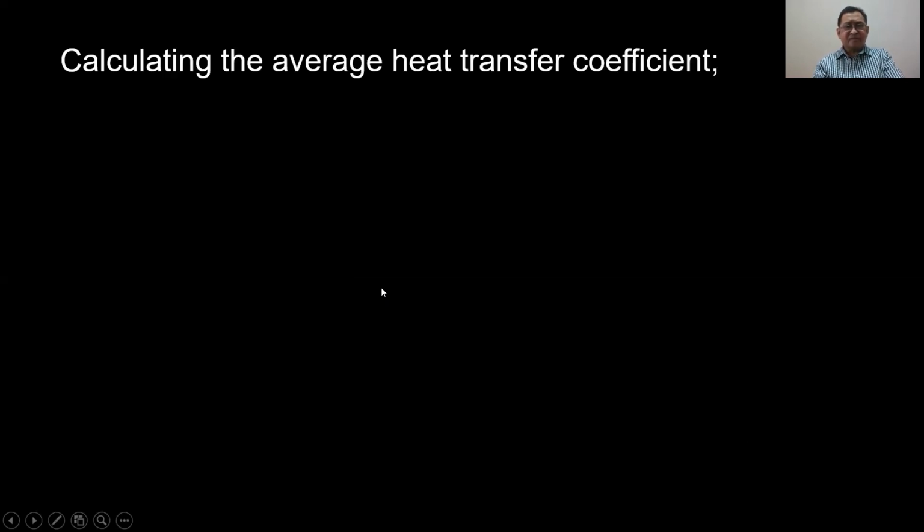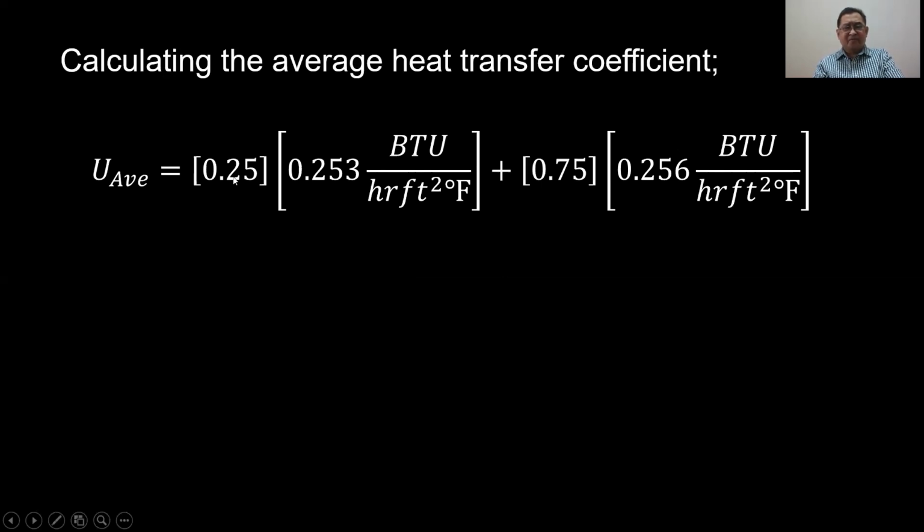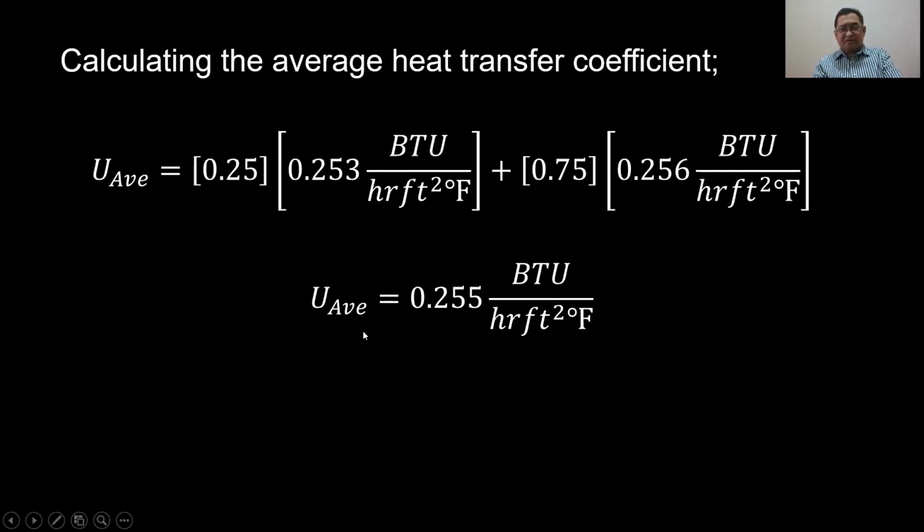And so calculating the average heat transfer coefficient, from the formula, we have 0.25 times 0.253 BTU per hour square foot degree Fahrenheit plus 0.75 times 0.256 BTU per hour square foot degree Fahrenheit. So you will have the average overall heat transfer coefficient of 0.255 BTU per hour square foot degree Fahrenheit.